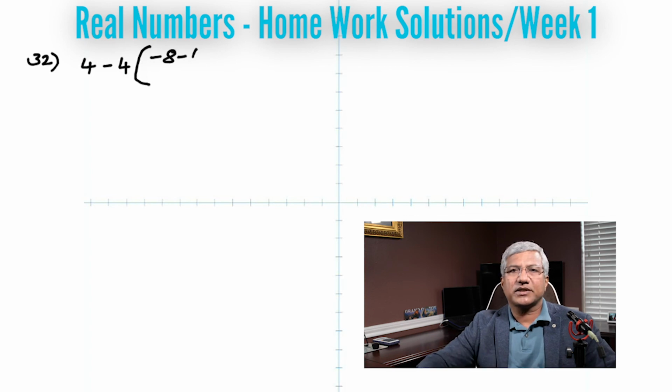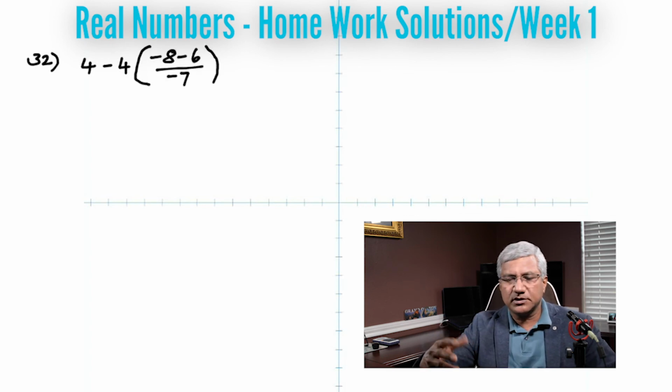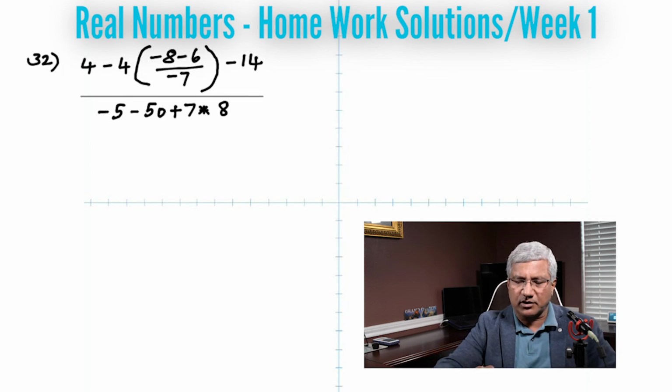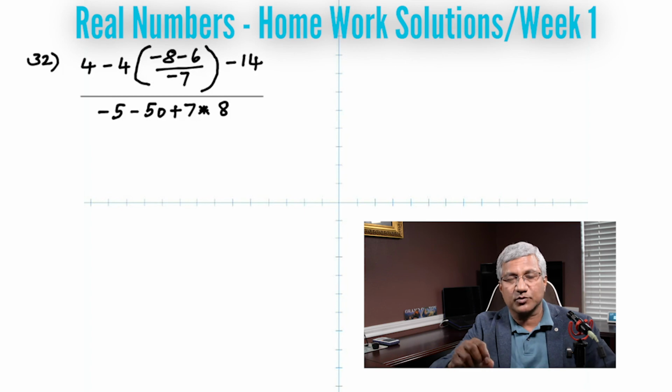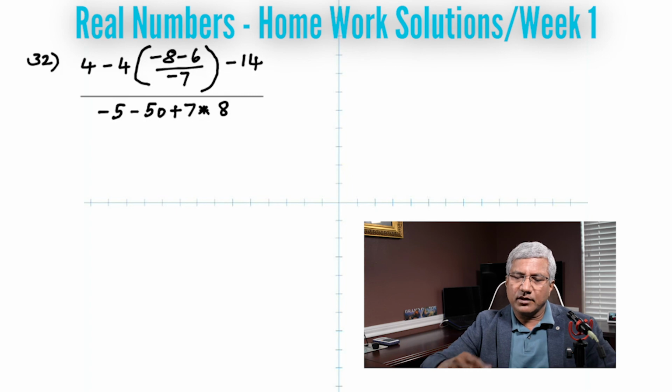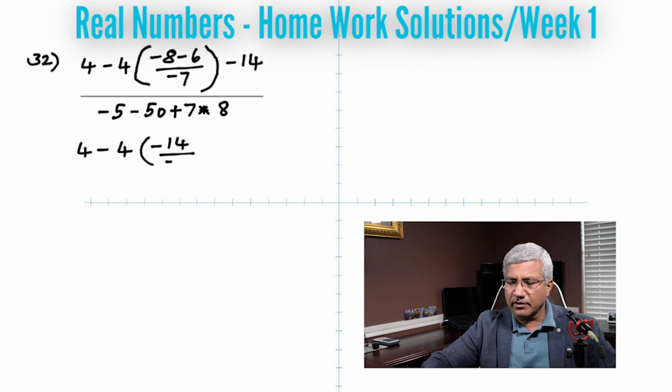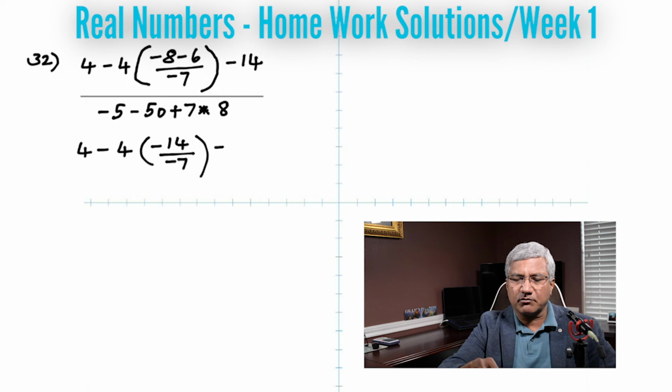This is a bigger question. 4 minus 4 minus 8 minus 6 divided by minus 7 minus 14 by the denominator. You have a bunch of numbers and this is a product, okay? It's even tough to read this question, but you can see. So what do we have to do first? Let me show you the steps here. So the first one is 4 and then you have minus 4. Okay, minus 14 by minus 7. Minus 8 minus 6 is minus 14. That's how I got that.